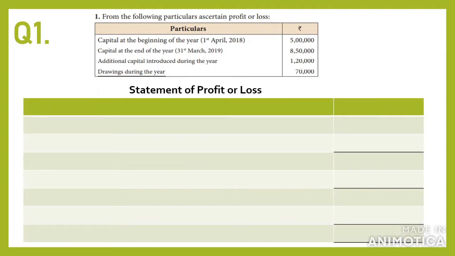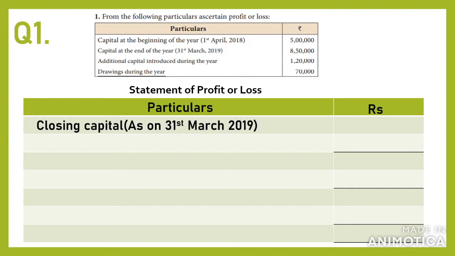What we normally do is, to ascertain the profit or loss, we prepare something called a statement of profit or loss, and this format is going to be similar across all the problems that we would be solving. So we start with the closing capital. In this case, the closing capital as of 31st March 2019, because that is the closing date, is 8,50,000. You can see that given in the problem, right? Let us proceed now. I hope you're clear up to this.